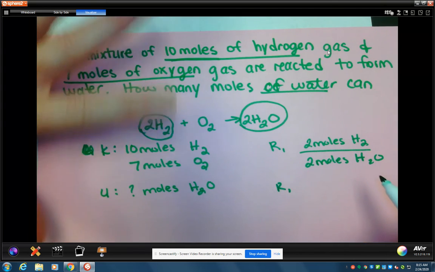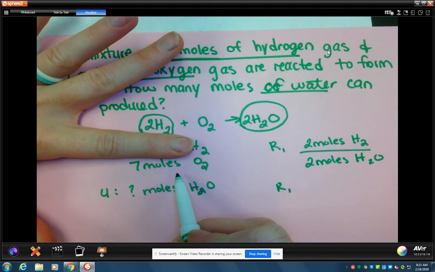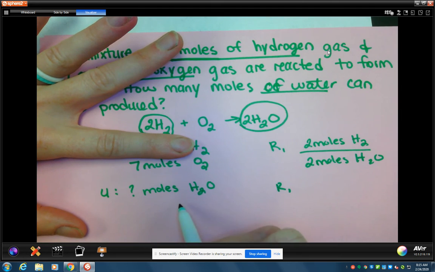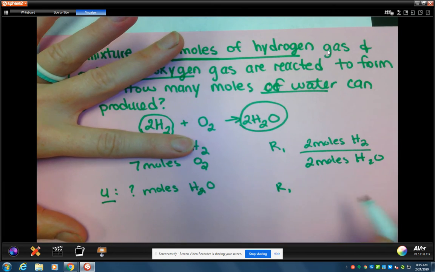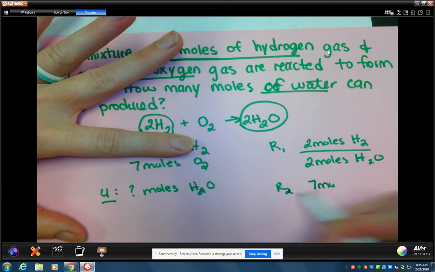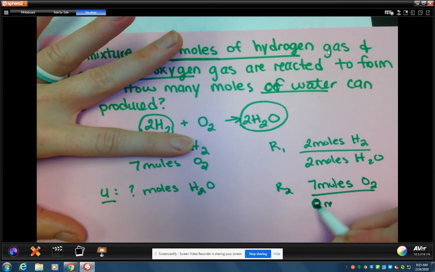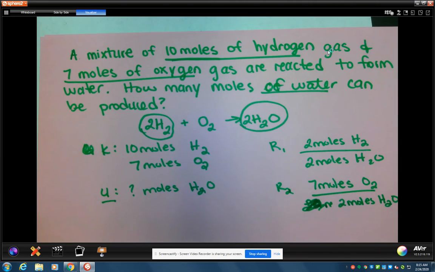My second relationship is going to be from my second known to my unknown. Notice that the unknown is the same both times. This is super important. So we have 7 moles of O2 to 2 moles. Trying to go quickly and I'm messing up. And remember that you can flip this. Okay, so we're going to solve this problem 2 times.